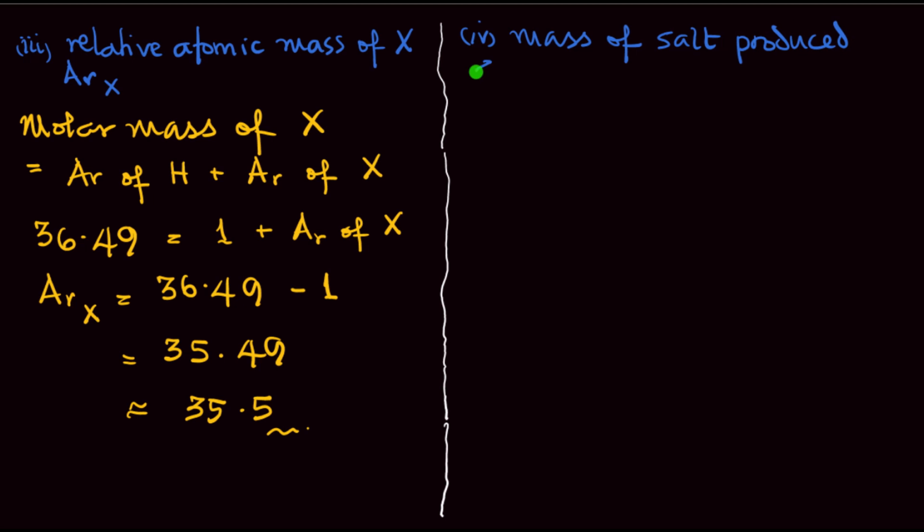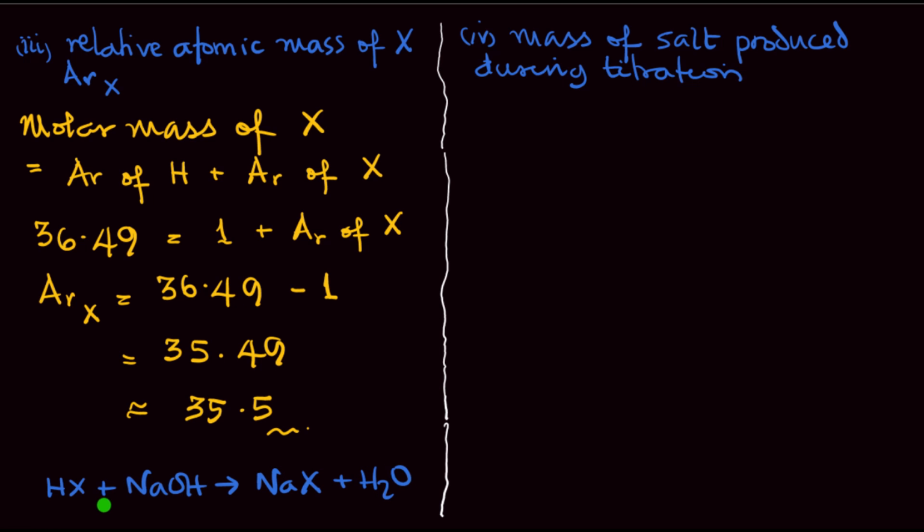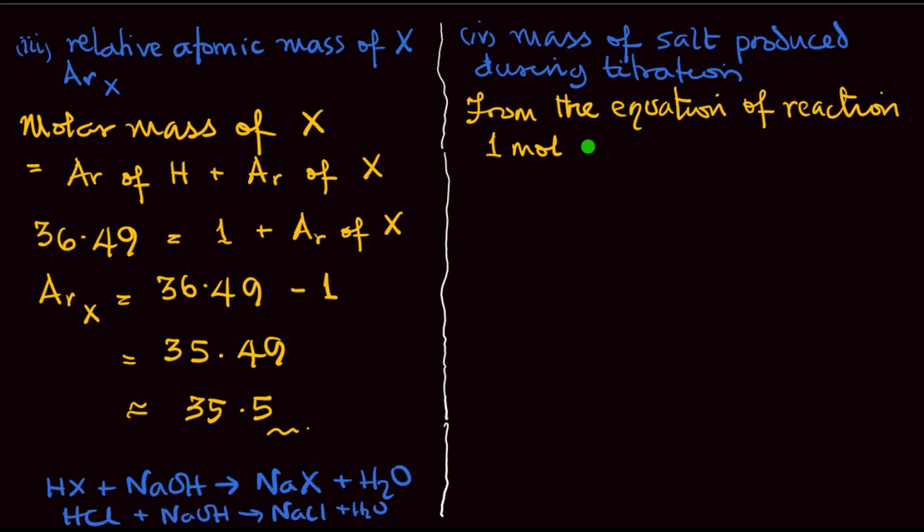And the last item for number 1, you're told to calculate the mass of salt produced during the titration. So from the equation of reaction that we had, HX plus NaOH giving us NaX, the balanced equation, plus H2O. Now that we know the value of X, that's HCl plus NaOH giving us NaCl plus H2O, right? So from the equation of reaction, 1 mole of NaOH produces 1 mole of NaCl, or NaX, whichever one.